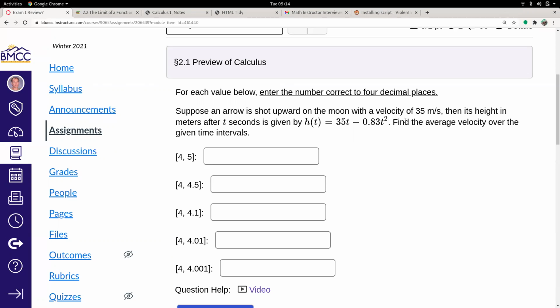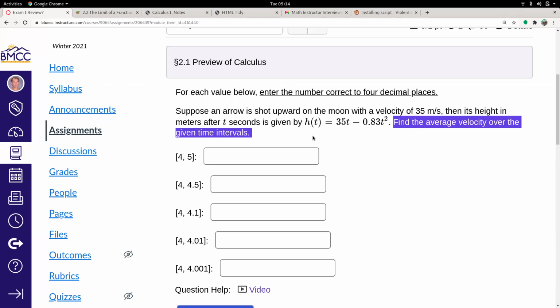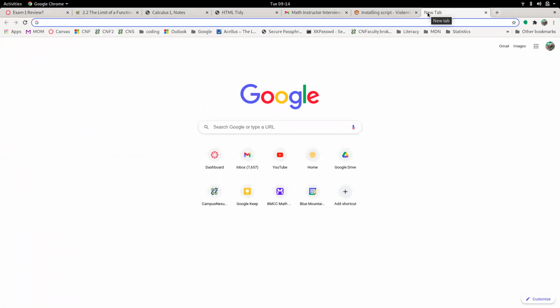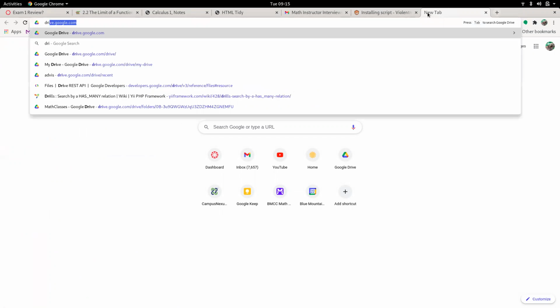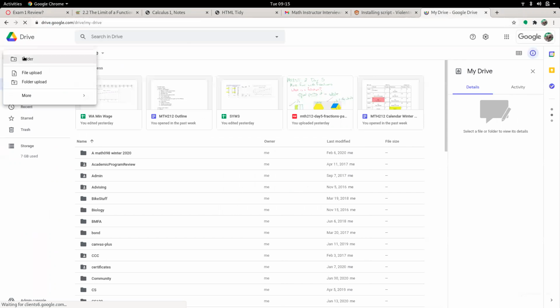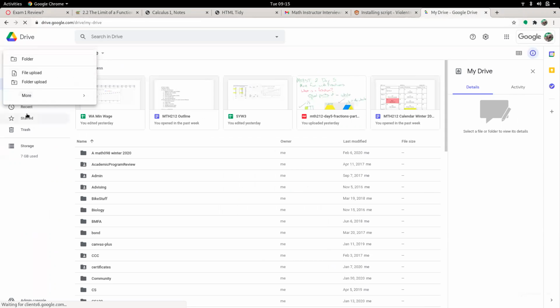All right, so again, we're finding the average velocity over the given time intervals. And so each of these is a different time interval. And a spreadsheet would be a cool way to do this too, because then we could see them all together at once. And yeah, that sounds like fun. I'm gonna do a spreadsheet, because the spreadsheet can do quick math. So let's go to Google Drive, and make a new spreadsheet. Come on, Google, catch up.